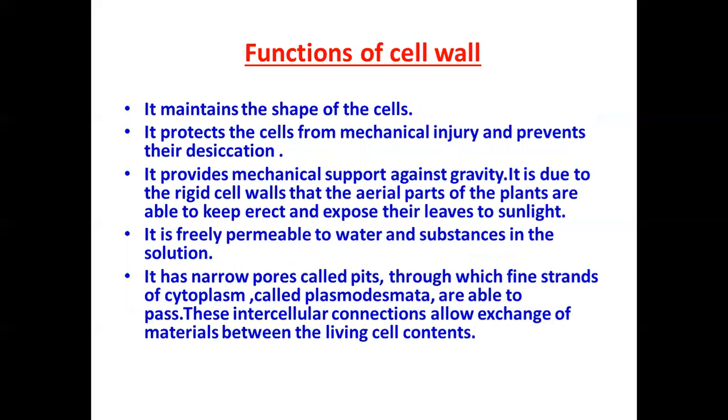It maintains the shape of the cells. Second, it protects the cells from mechanical injury and prevents their desiccation and breakage. Third, it provides mechanical support against gravity. It is due to the rigid cell walls that the aerial parts of the plants are able to keep erect and expose their leaves to sunlight.